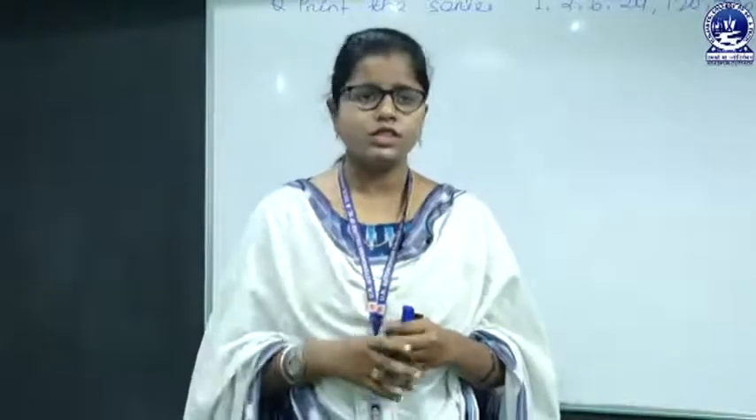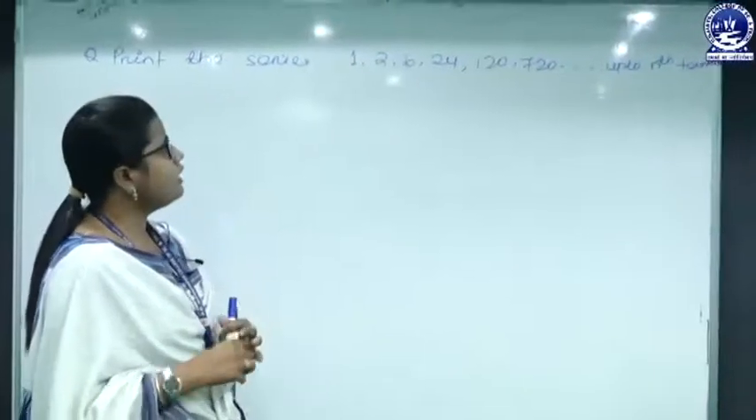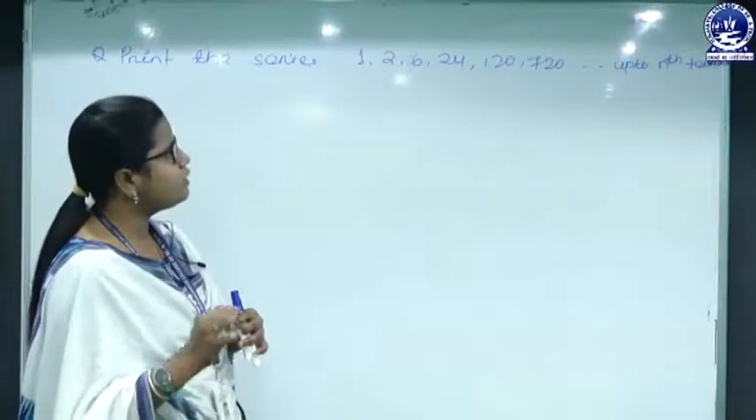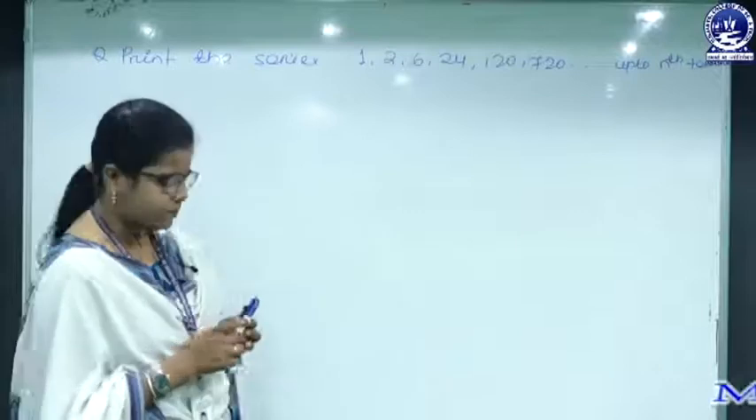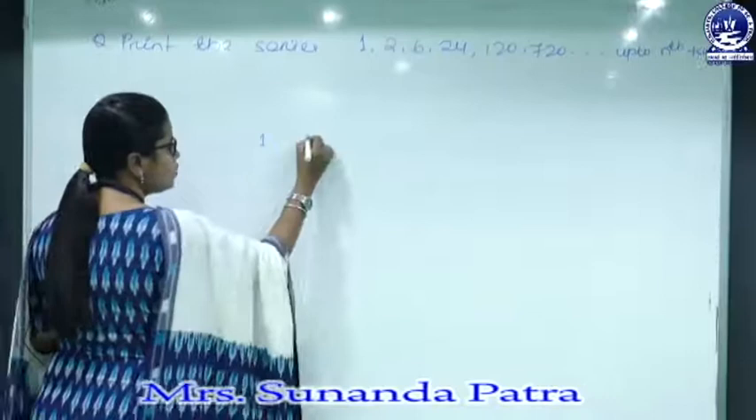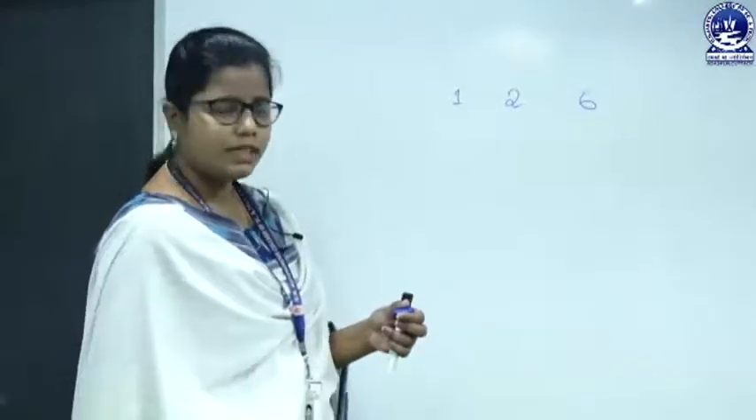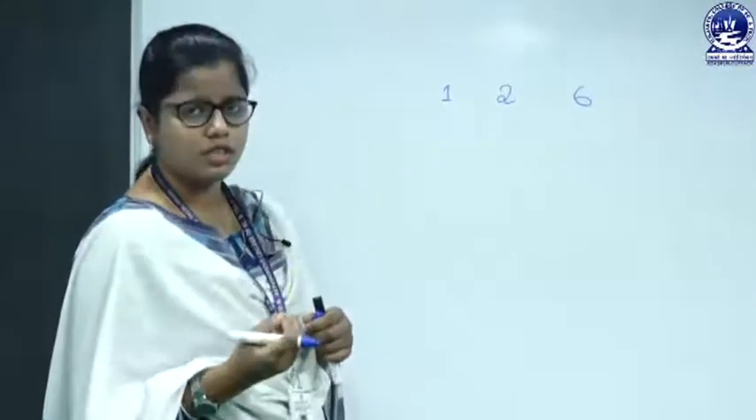Then the second question is how to print. What is the logic behind this? We have to print 1, then 2, then 6, then 24, then 120, then 720, then what? So what is the logic here? The first one is 1, the second one is 2, the third one is 6. If we take these first 3 numbers, then we have to think what the logic is here.